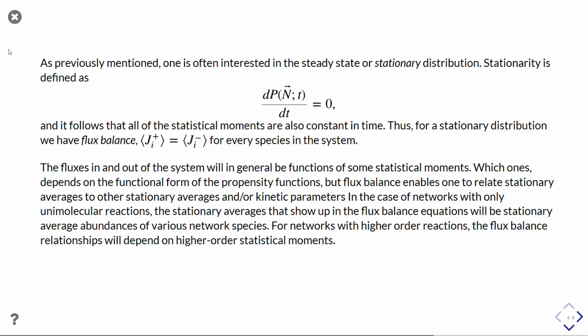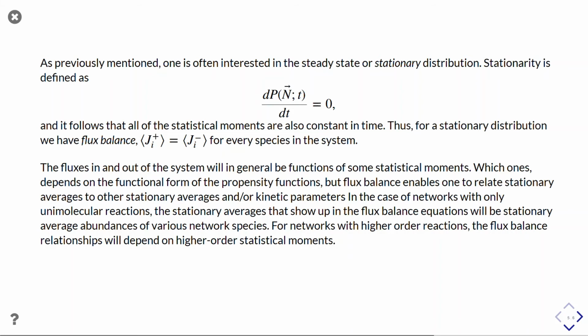As previously mentioned, one is often interested in the stationary distribution. Stationary distribution is defined as the distribution which solves the master equation set equal to 0, and it follows that all of the statistical moments are also constant in time. Thus, for a stationary distribution, we have what's called flux balance. That is, the average flux of molecules of species i entering the system is equal to the average flux of molecules of species i leaving the system for every species in the system.